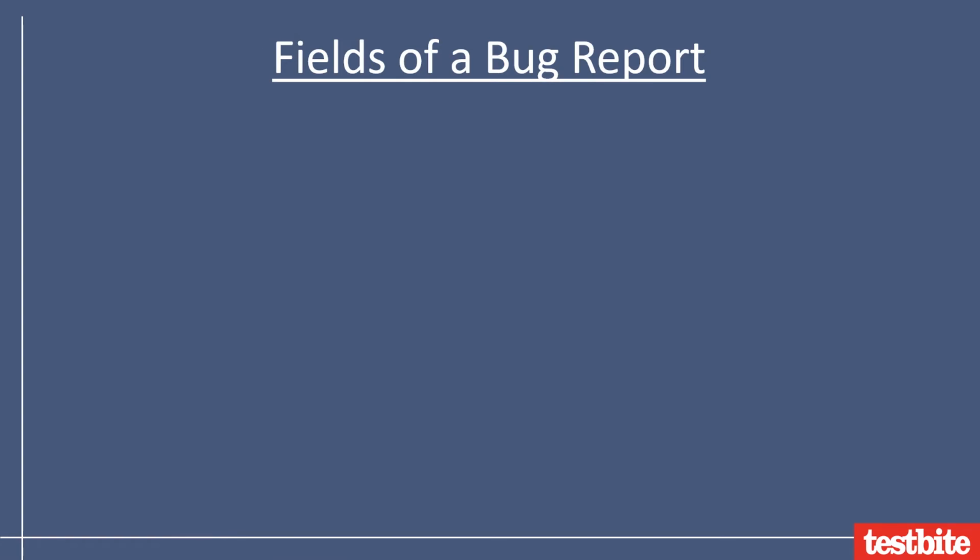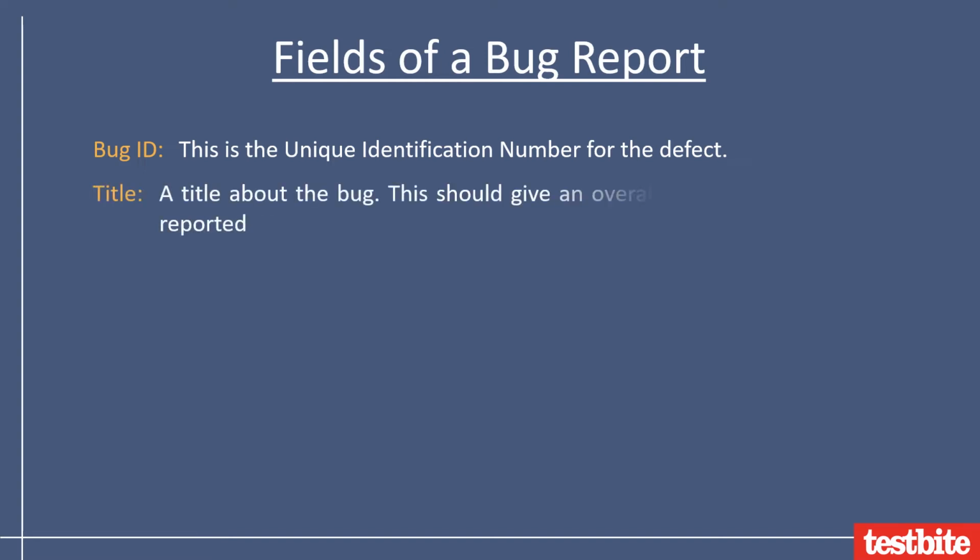Let's now have a look at the features of a bug report. There can be more features than what we are going to explain. But, in this tutorial, we are going to focus on the main features of a bug report. Let us start with Bug ID. This is the unique identification number for the defect that you log. Using this number we can easily search for specific logged bugs. This is the title of the bug. This should give an overall idea about the bug being reported.